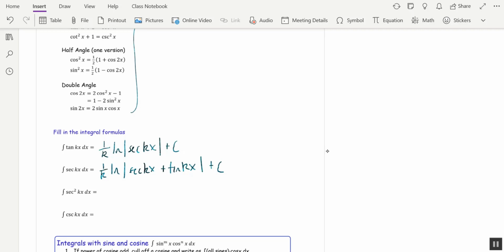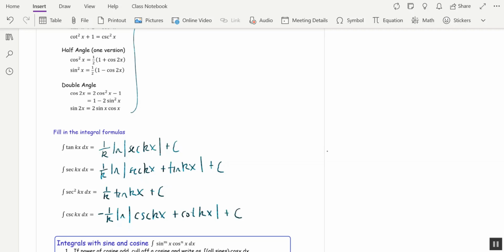Integral of secant squared, well, that's pretty simple. It's 1 over k and then tangent kx plus c. And then finally, cosecant is very similar to secant, except there's a negative in front, and it's 1 over k ln absolute cosecant kx plus cotangent kx plus c.